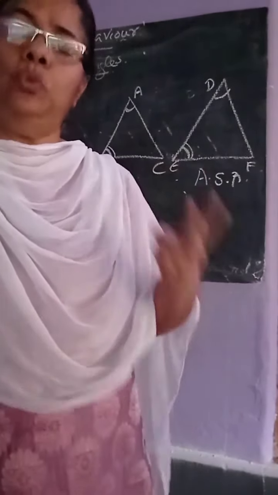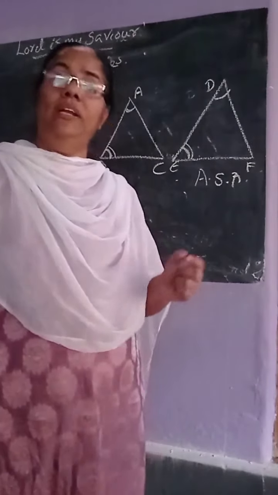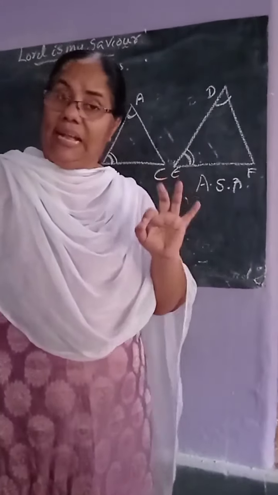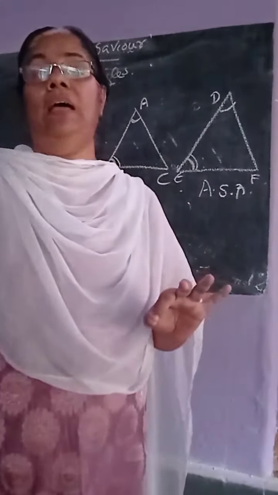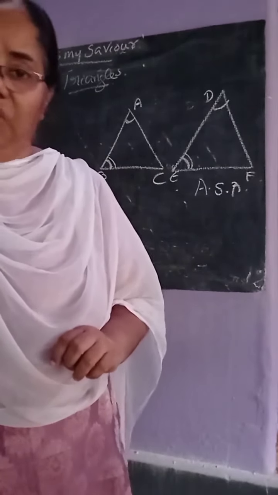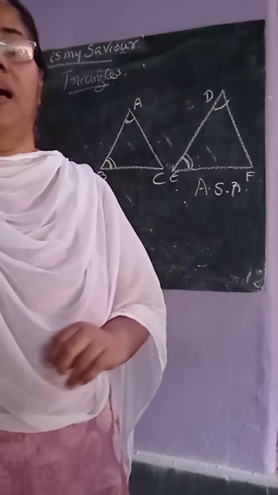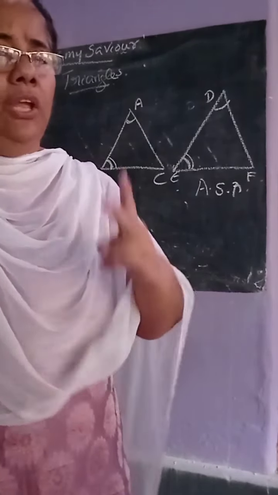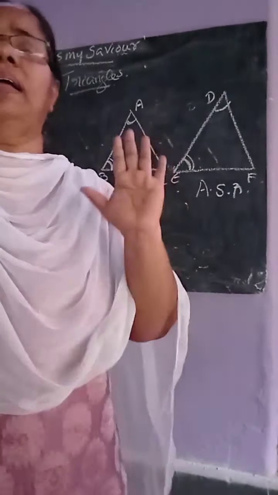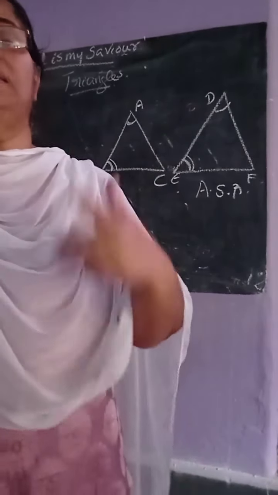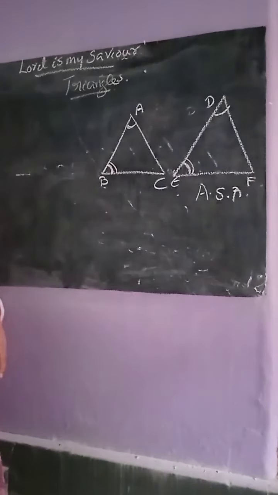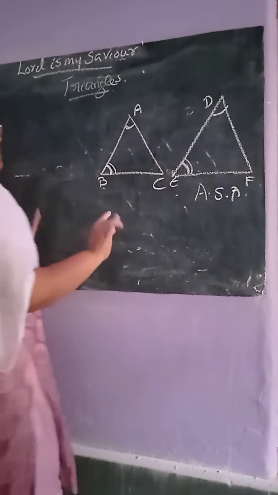If two angles and the included side of one triangle are equal to the two angles and included side of the other, we can say that the two triangles are congruent. What's the condition? If two angles and the included side of one triangle are equal to the corresponding two angles and one side of the other, then by ASA these two triangles are congruent. Our aim is to prove that.